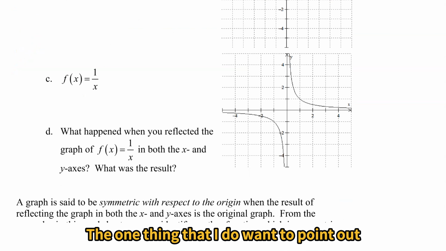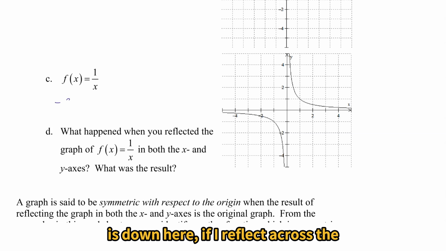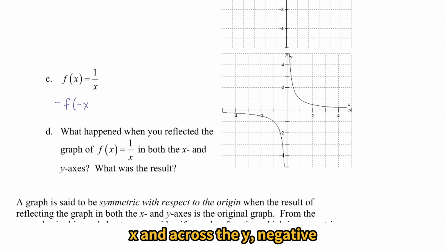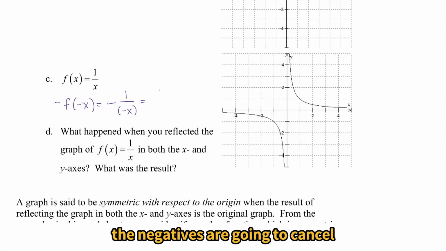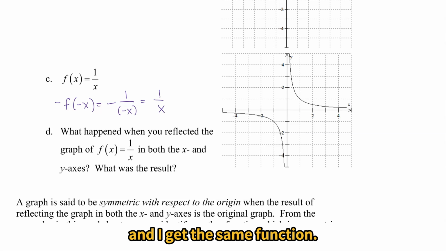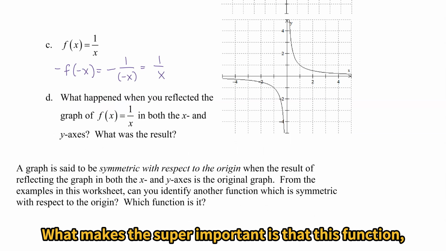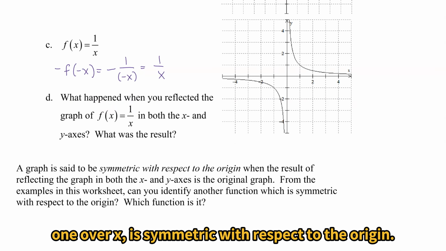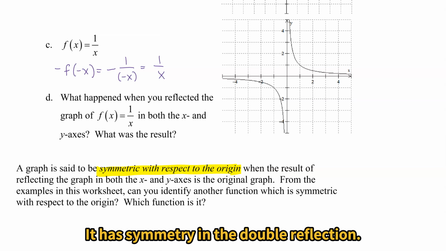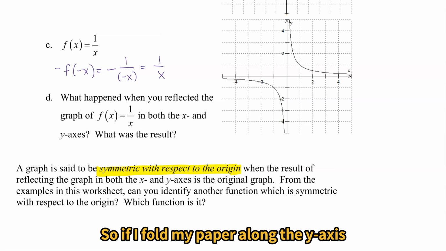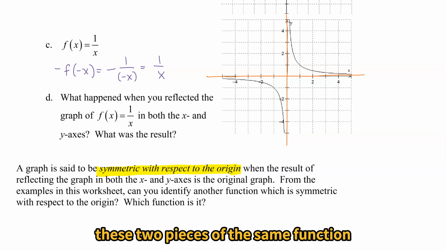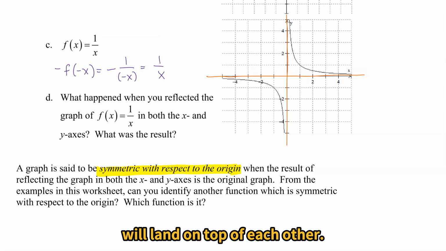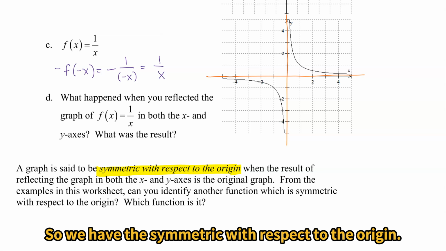One thing that I do want to point out is down here, if I reflect across the x and across the y, negative 1 over negative x, the negatives are going to cancel and I get the same function. What makes this super important is that this function, 1 over x, is symmetric with respect to the origin. It has symmetry in the double reflection. So if I fold my paper along the y-axis and along the x-axis, these two pieces of the same function will land on top of each other. So we have this symmetric with respect to the origin.